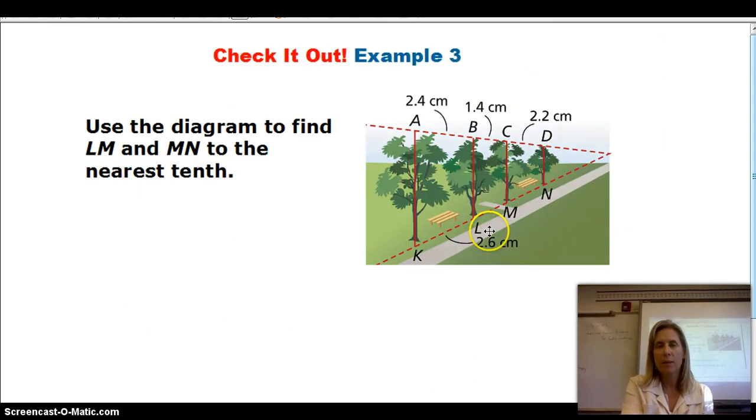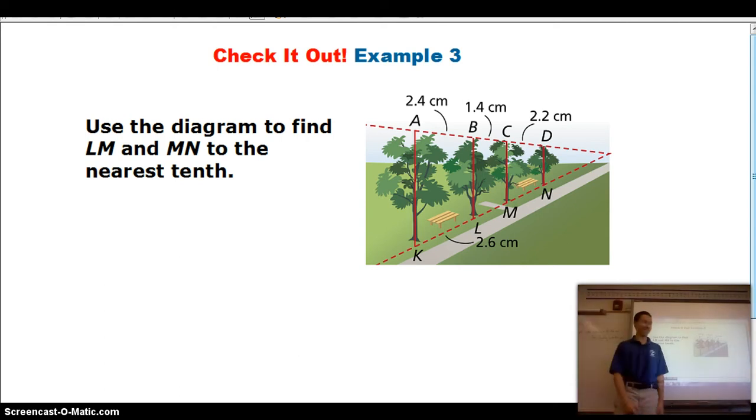Okay, so here's your chance to try this. Using this diagram, find LM and MN. Wait, which one? We're on example 3. Use the diagram to find LM and MN to the nearest tenth.